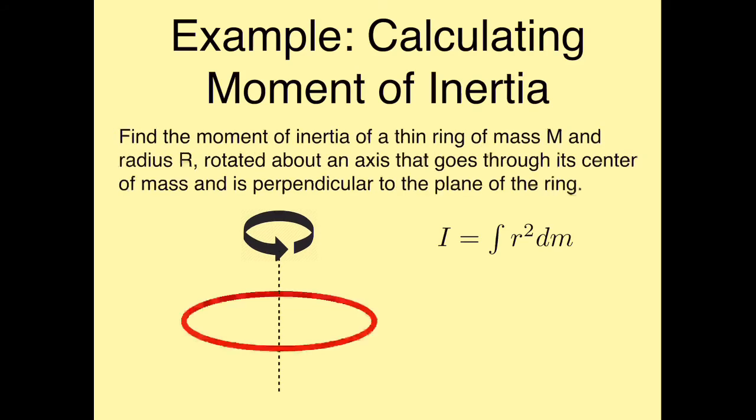Let's do another example. Let's find the moment of inertia of a thin ring of mass m and radius r, rotated about an axis that goes through its center of mass and is perpendicular to the plane of the ring. Okay, so if this is the ring, this is our axis of rotation going through the center, and again, being perpendicular to the plane of the ring. So we're going to rotate it this way. We want to know what the moment of inertia is in this case. So once again, I'll show you how to set up this integral, how to calculate it, and we'll see what the result is.